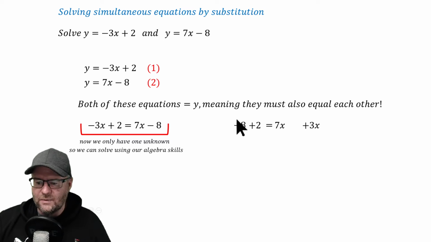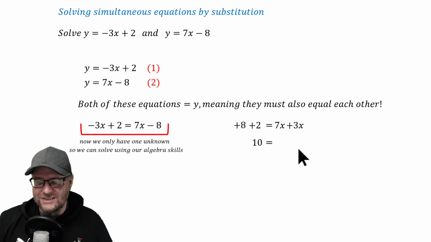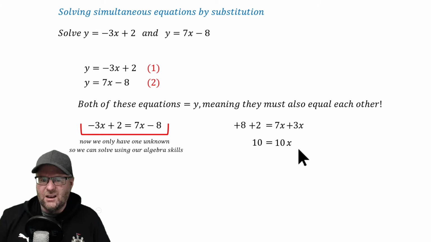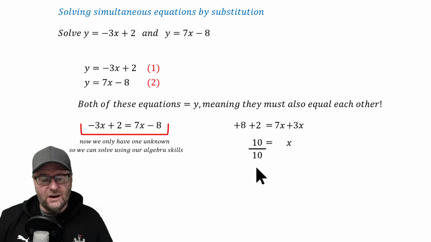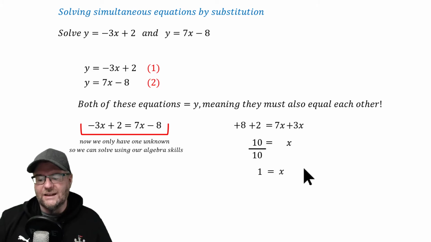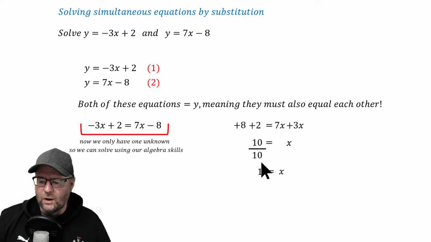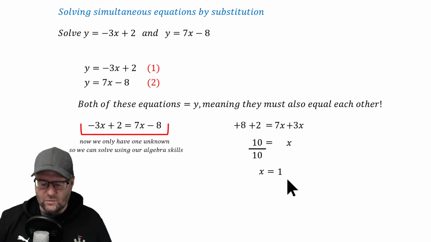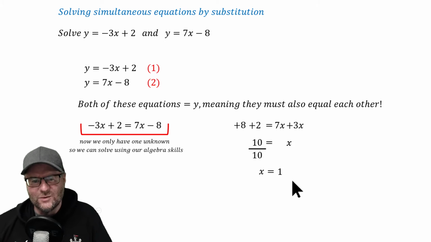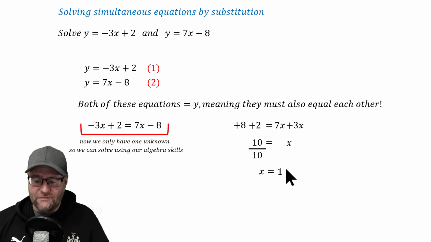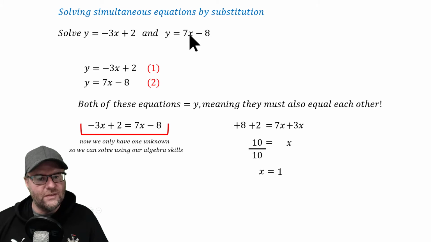Now I can tidy this up. I've got 10 on the left-hand side. I've got 10x on the right-hand side, and we're nearly there. This is now like a simple one-step solving. This times 10, I drag it underneath, becomes a divide 10, and I can calculate a value for x. 1 equals x, which is the same thing as x equals 1. It doesn't matter which way around you present that. x equals 1. We're nearly there. We've found a value for x.